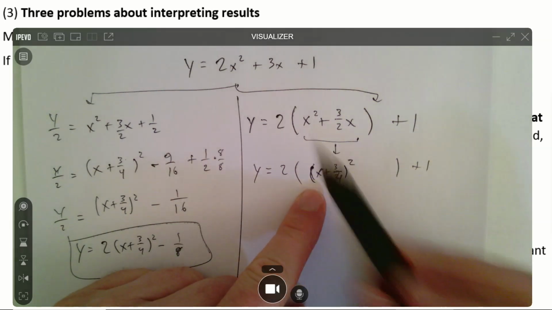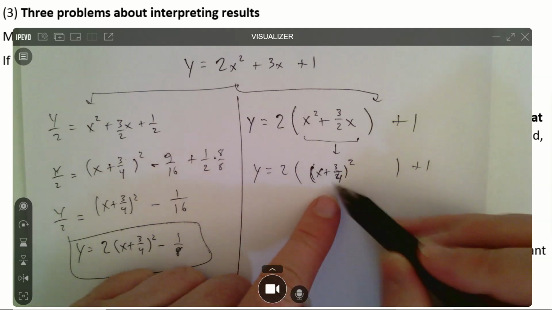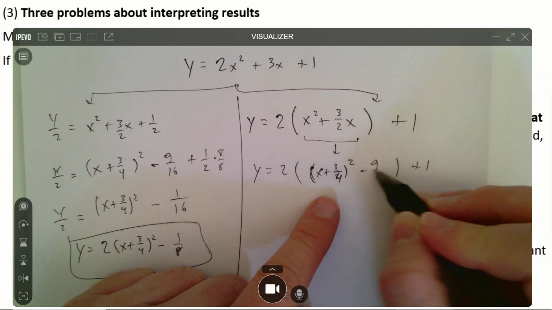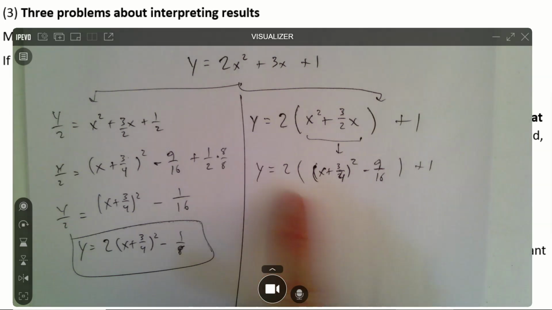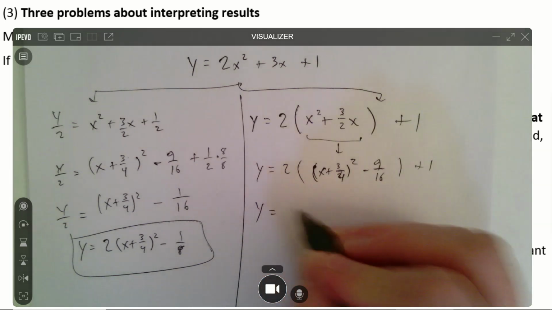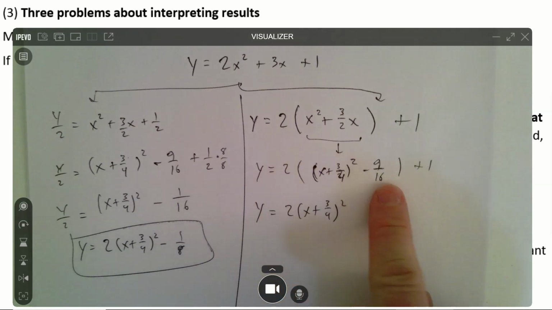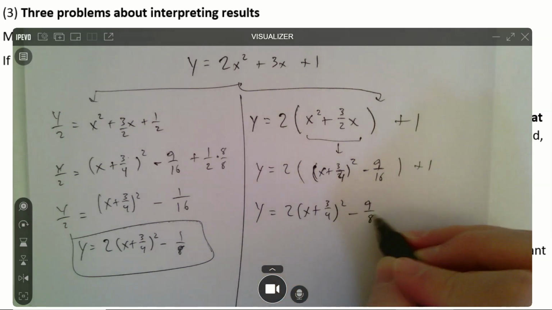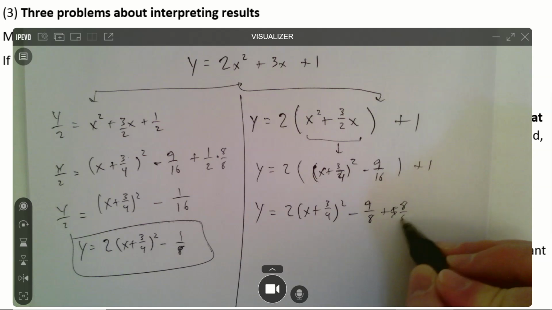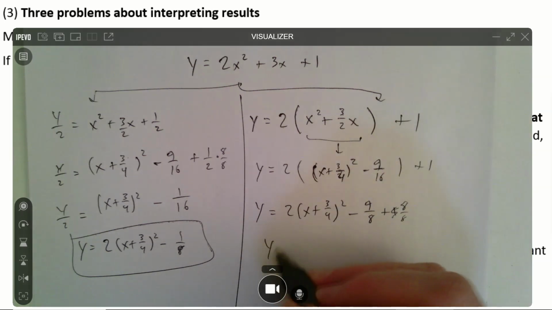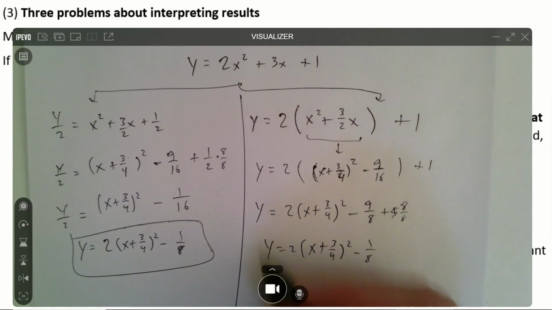Again, I got the x squared. I have 2 times the 3/4 x, and then I have this extra 9/16, so I'll subtract 9/16, all still inside the parentheses. Now I'll redistribute the 2. So I've got 2 times x plus 3/4 squared. The 2 distributes here, giving me negative 9/8 plus 1. 1 is the same thing as 8/8. And so that's what gives me my negative 1/8. So same thing.